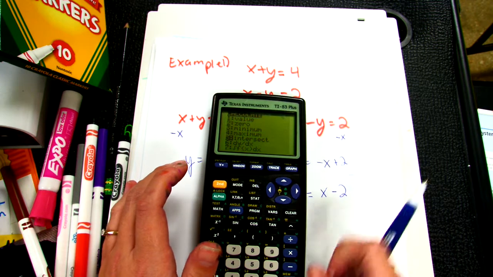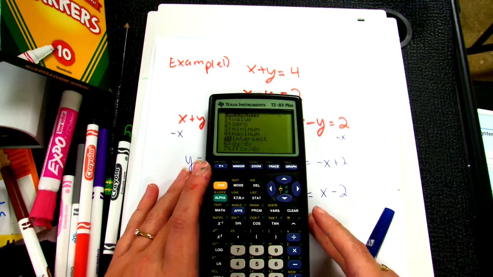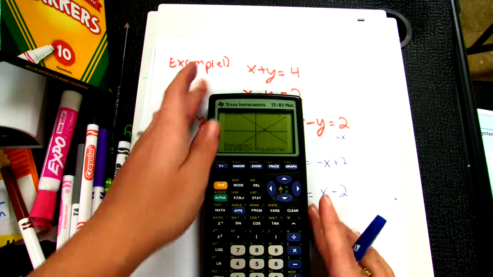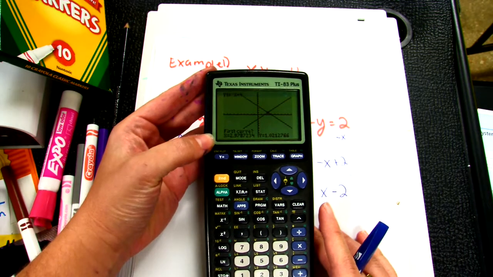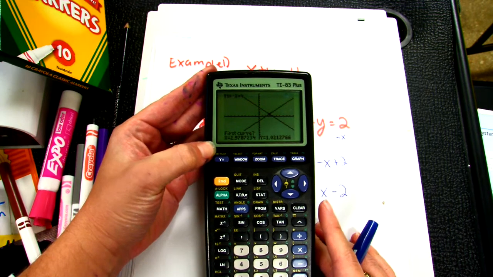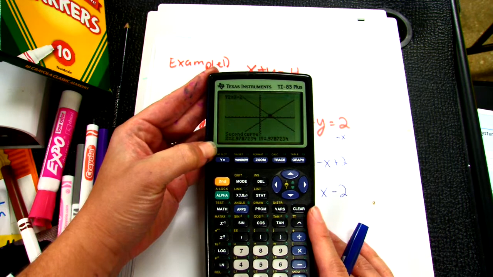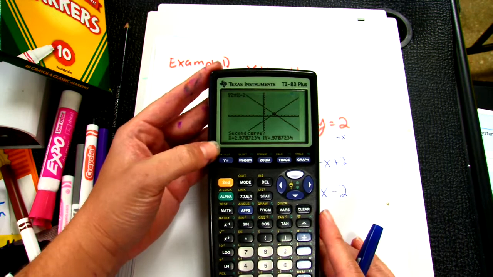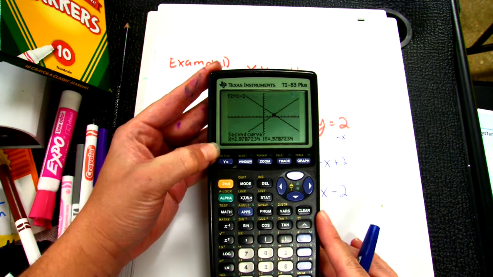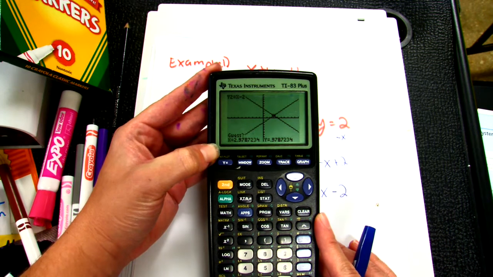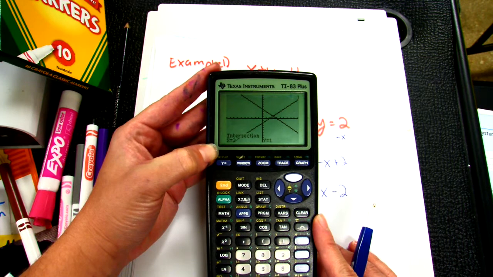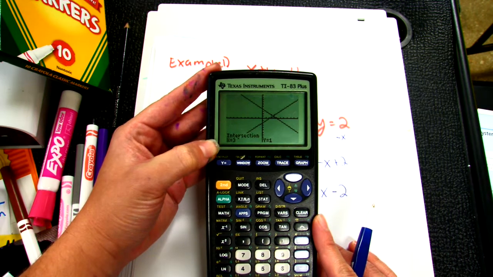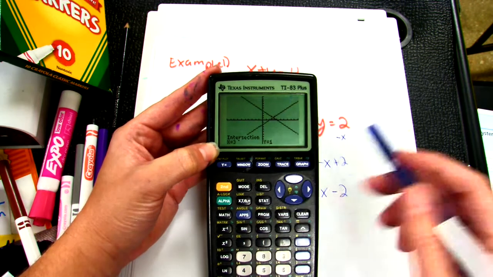You will go to number 5, that's the intersection. You're going to hit enter, and if you notice when you hit enter it says first curve. Well, we don't need to know the first curve, so hit enter again. Second curve, we still don't need to know second curve, so next button, hit enter again. It says guess. No, we don't want to guess, we want to know the intersection. So hit enter one more time, and it tells us the intersection is x equals 3, y equals 1.